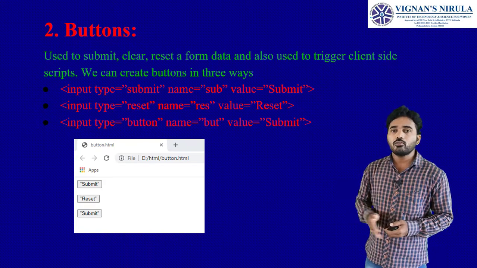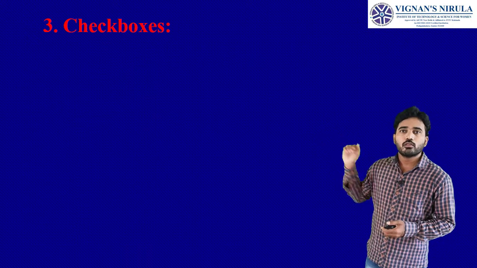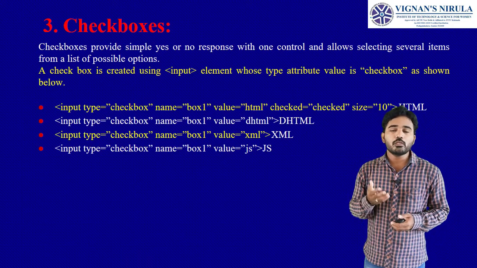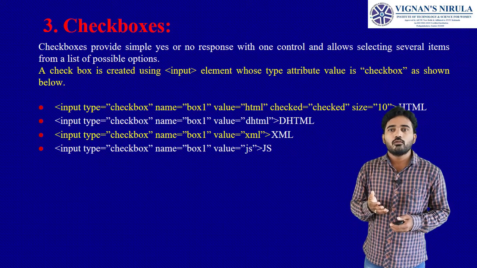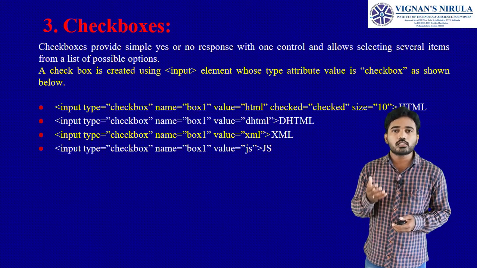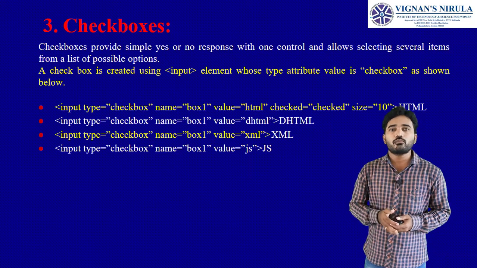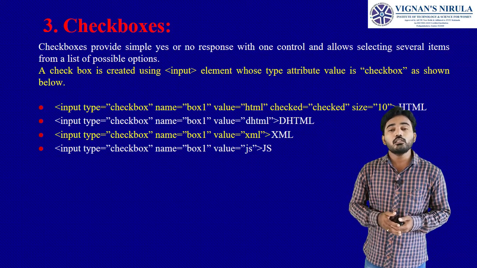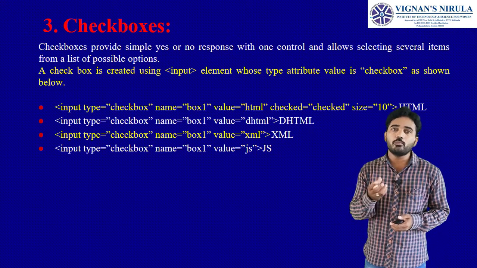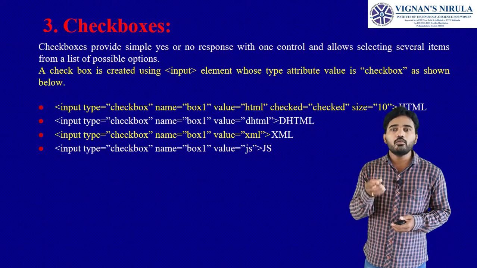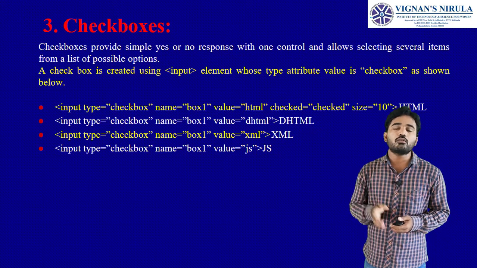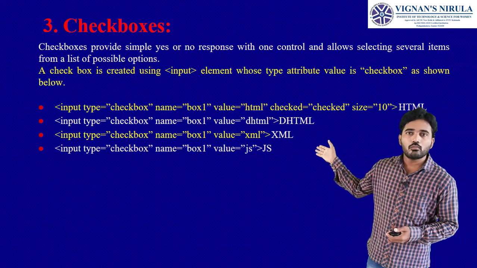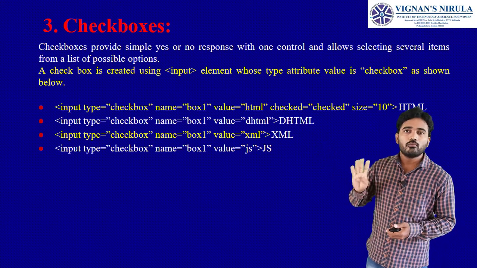Understood? So coming to the third one, the checkboxes. Checkboxes provide a simple yes or no response with one control, and allow selecting several items from a list of possible options. A checkbox is created by using, as usual, the input tag, where the attribute you need to use is type equal to checkbox. See in this example, we have created four checkboxes.